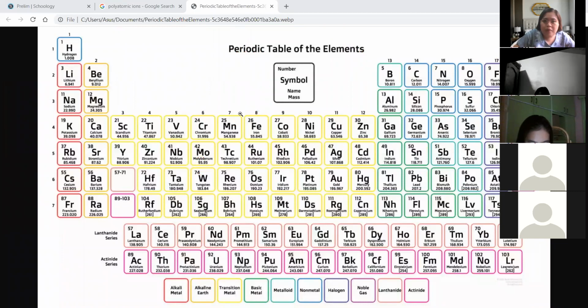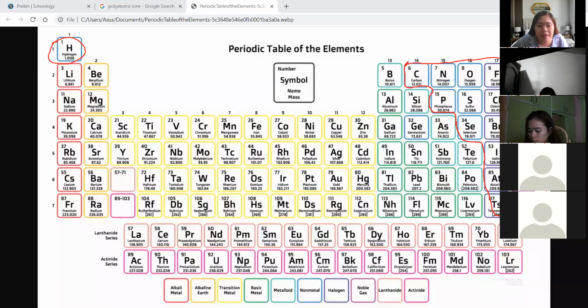Remember, unsa lang atong mga non-metal class? Syempre si hydrogen, non-metal nato na siya. Tandaan ninyo kay para di mo malibog. Syempre si carbon, phosphorus, selenium, even our halogens padulong sa noble gases, class, atong mga non-metals. Again, tandaan ninyo nga mao ni atong mga non-metals.